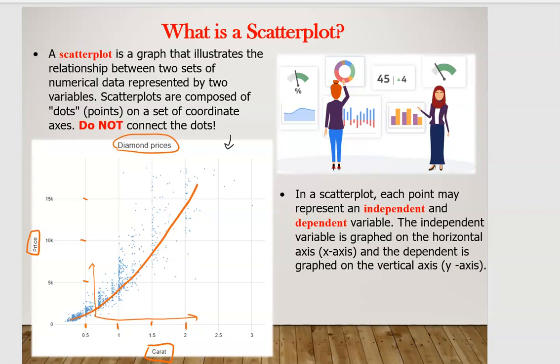In a scatter plot, each point can be represented by the independent and dependent variable, which makes sense because it's dealing with x values and y values. And then you can pick a specific point. Let's say I pick this point right here, which is at about 2.6 carats, and it's about $16,000. So you can read a point based off of what the x value is and what the y value is.